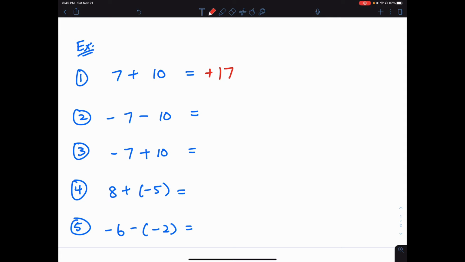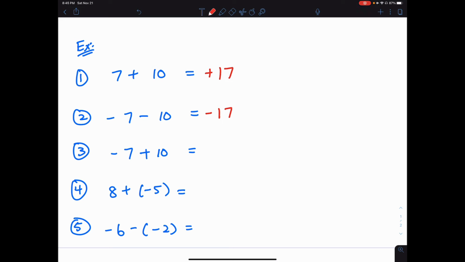Take a look at number 2. We have negative 7 minus 10. So both of these are negative signs. So again, we just add the numbers. 7 plus 10 gives me 17. And then we keep the sign, which is negative 17 as a final answer.